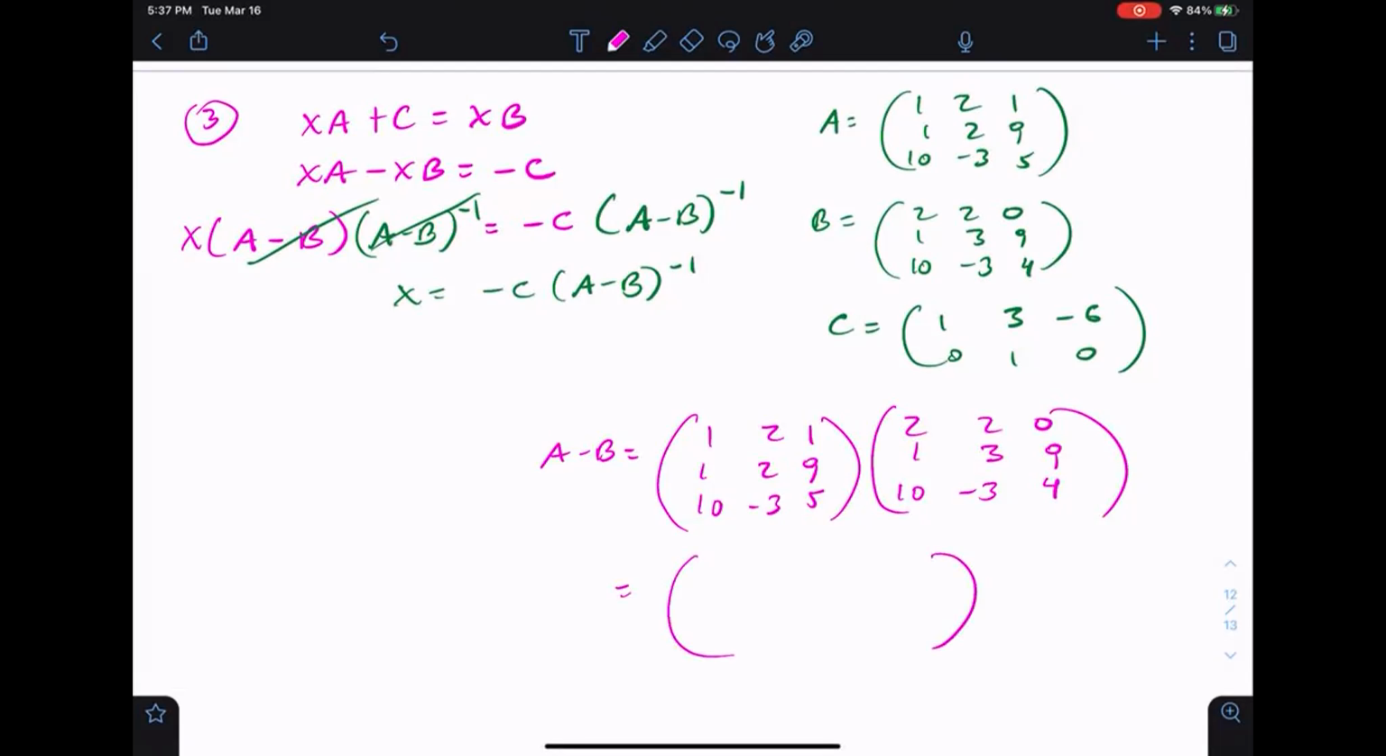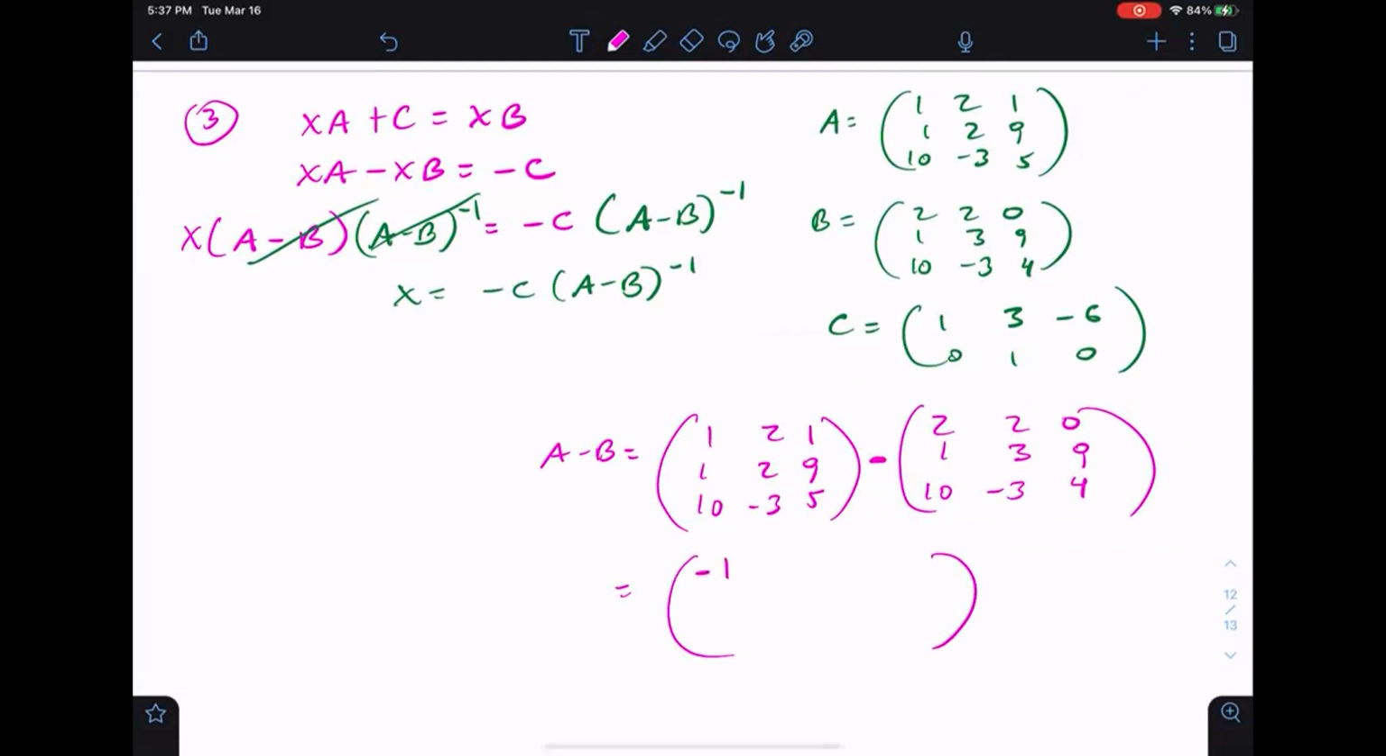Actually, I should move this thing around, right? So I should move this thing here. And this is 1. 1 minus 2 is negative 1. 2 minus 2 is 0. 1 minus 1 is 1. And then you have 1 minus 1 is 0. 2 minus 3 is negative 1. 9 minus 9 is 0. 10 minus 10 is 0. Negative 3 plus 3 is 0. And 5 minus 4 is 1. So that's A minus B.